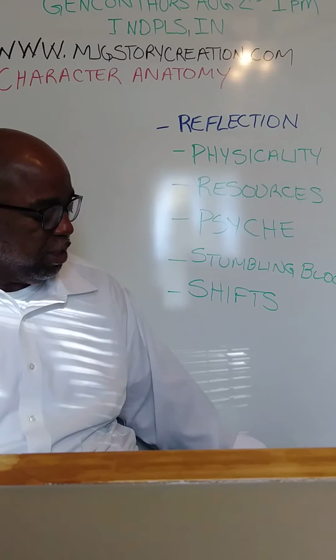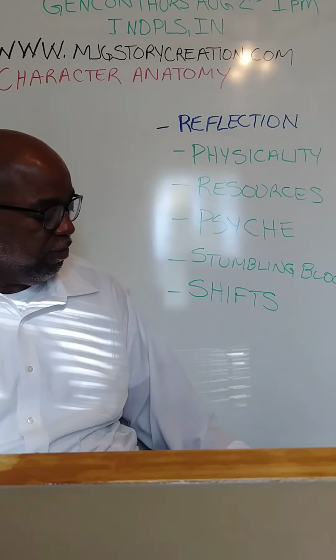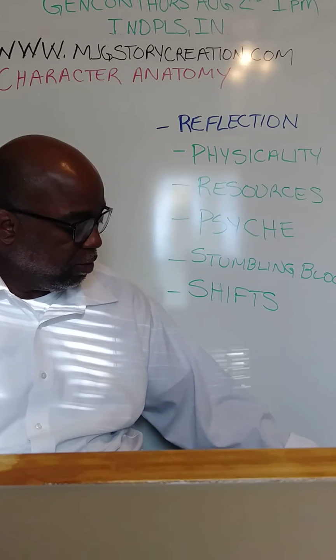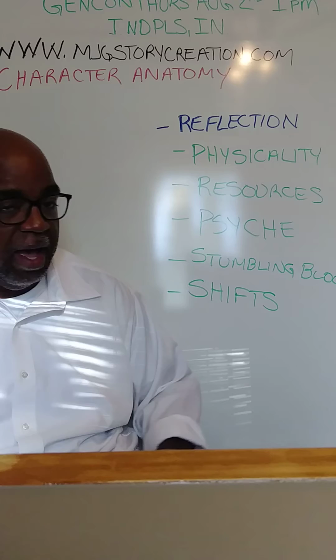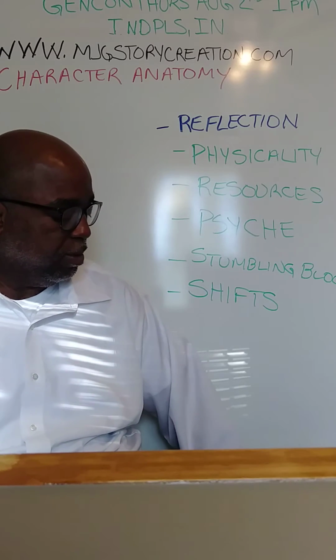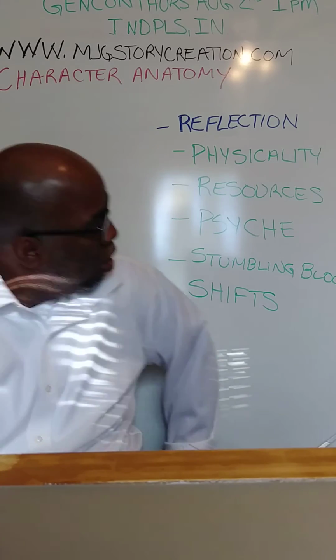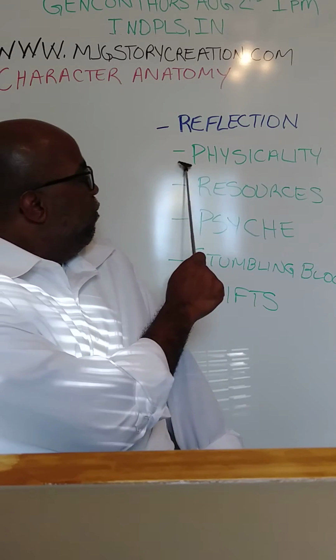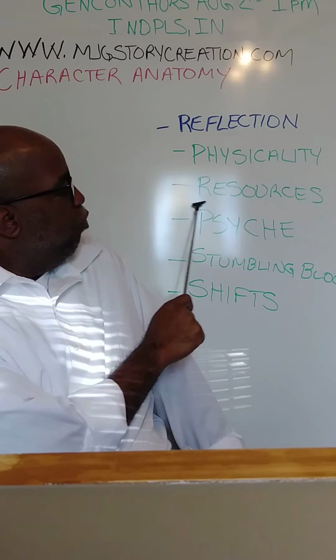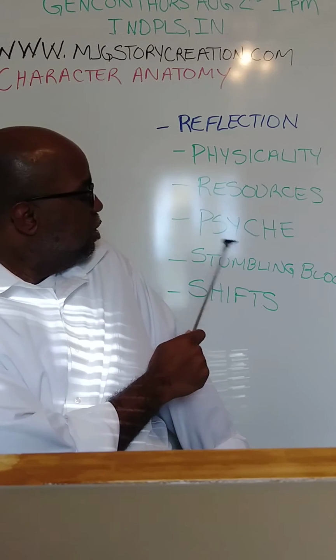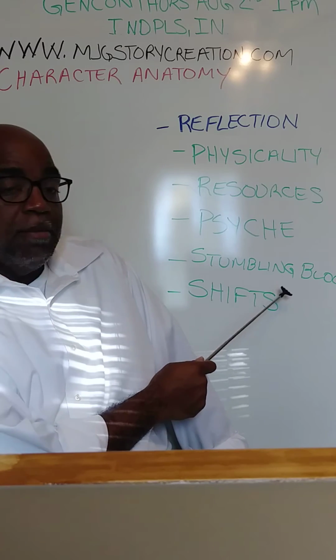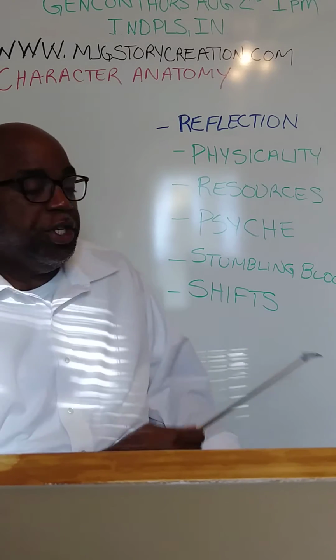Within a character's reflection, you have these 5 categories: physicality, resources, psyche, stumbling block, and shifts.